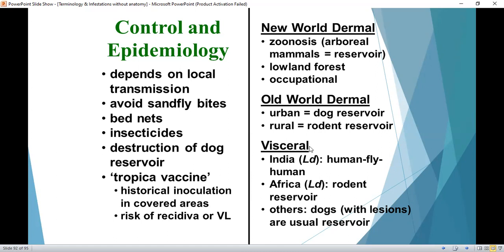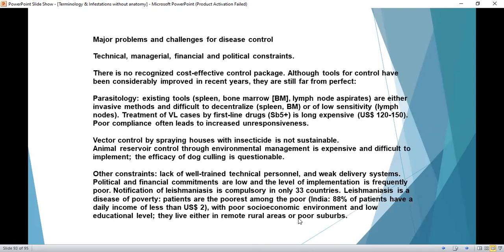For the visceral form, in India, human to human via the fly, the human is the life cycle. In Pakistan as well. In Africa, the rodent is the reservoir. In other parts, dogs with lesions may usually be the reservoir. Basically, the problem is technical, managerial, financial, and political constraints. There is no recognized cost-effective control package. The issue is that the countries that normally face these are developing or underdeveloped countries, so economy is an issue.